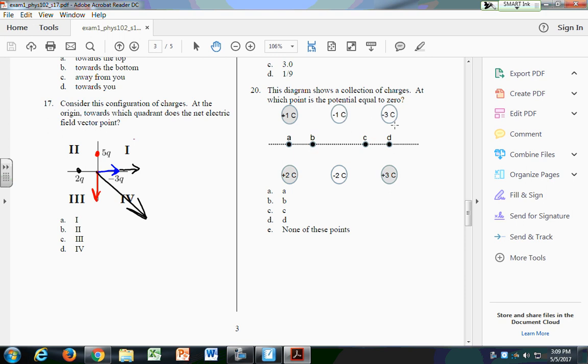Be careful that you get the appropriate perspective on the relative sizes of the vectors. So this 5Q charge is the biggest. The 3Q charge gives the next biggest, and the 2Q charge gives the next biggest.